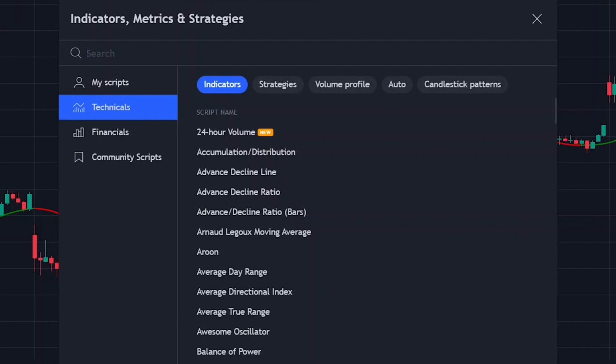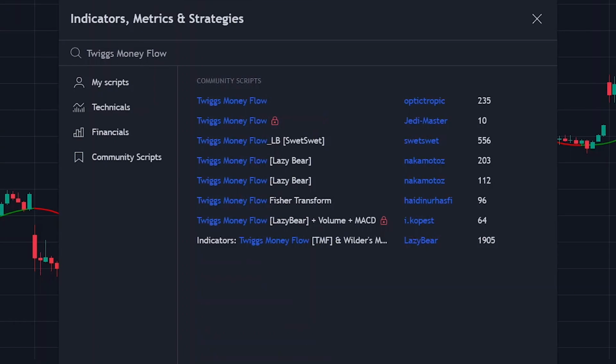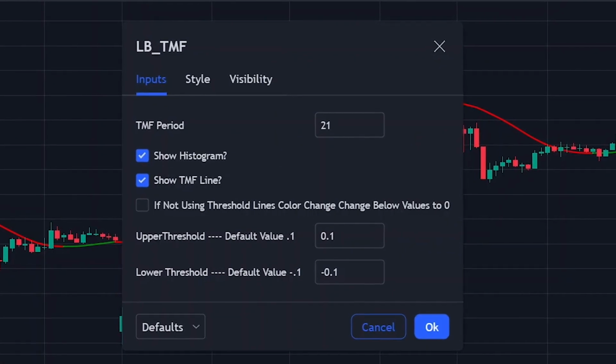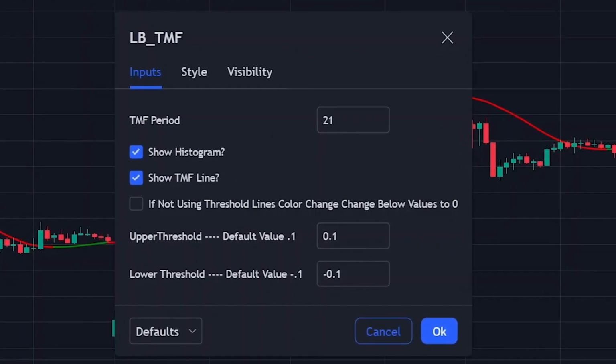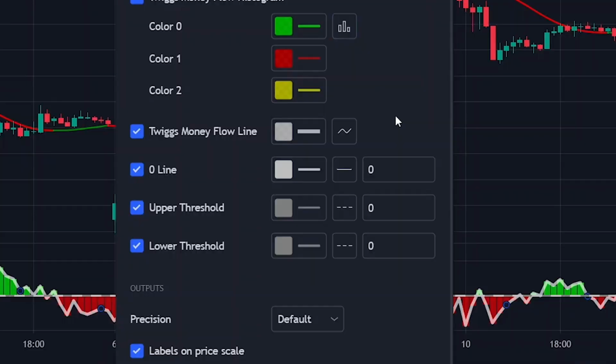The second indicator we will add to our chart is called Twigs Money Flow. We will be using this community script by Nakamoto's. Simply left-click it once to apply it to your chart. For this indicator, we need to modify a few settings as well. First, we need to change this TMF period value to 4. Also, both the upper threshold as well as the lower threshold need to be set to 0. Lastly, we want to change this histogram to columns.